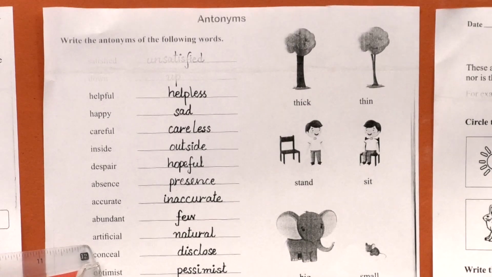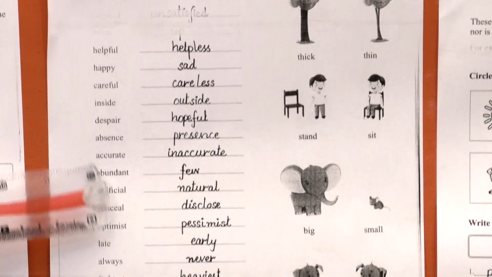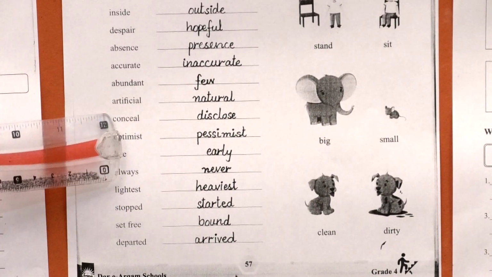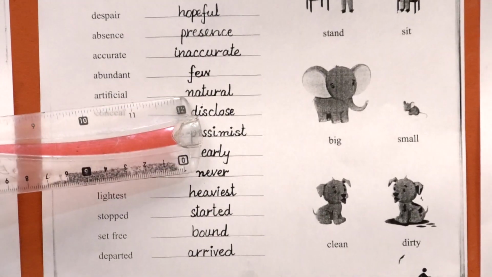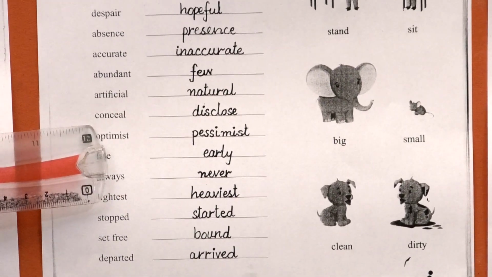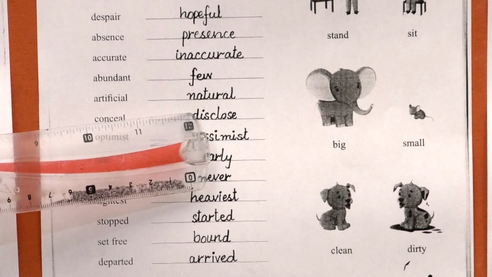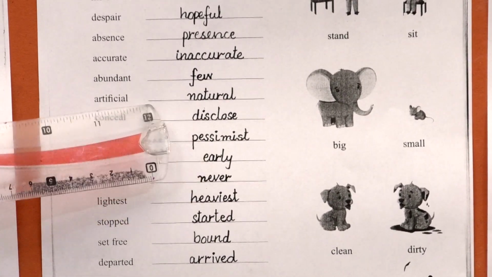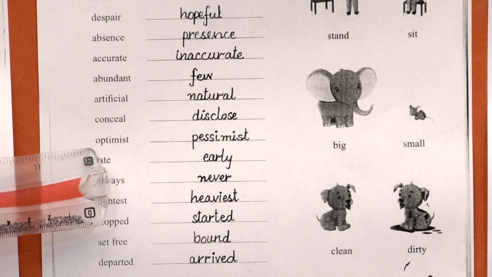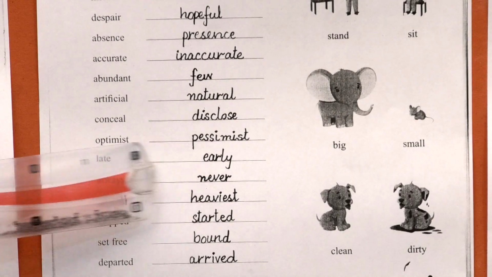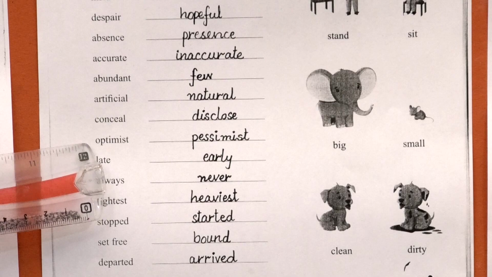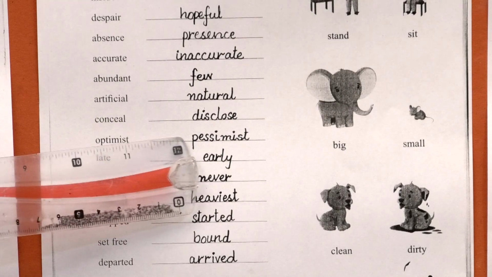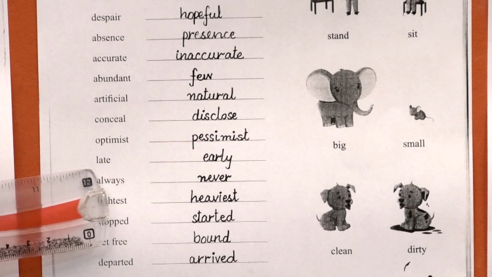Abundant, few. Abundant means a lot of things, few means less. Artificial, natural. Conceal, disclose. Conceal means to keep a secret and disclose means to open the secret. Optimist, pessimist. An optimist is a person who has positive thinking, a pessimist has negative thinking.